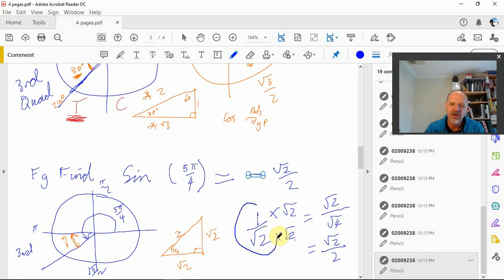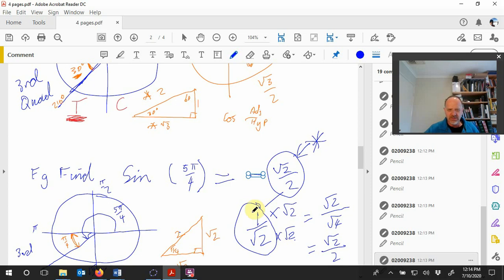All right, so 1 on root 2 and 2 on root 2 on 2 are equivalent. However, you are expected in VCAA exams to use this form, the rationalised denominator form. However, it's handy to know that these things are the same. Okay, I've waffled on for quite some time here.